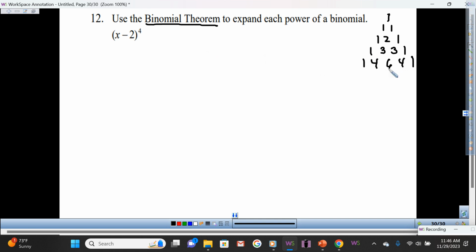Why did I stop? Tell your neighbor, why did I stop there? Yes, because the exponent is a 4, and as soon as I see that number in my triangle, I stop. So, what do we do with these numbers, guys? These are coefficients, is that correct? So I'm going to write them out underneath. I start with 1, empty space, plus 4, empty space, plus 6, empty space, plus 4, empty space, plus 1.